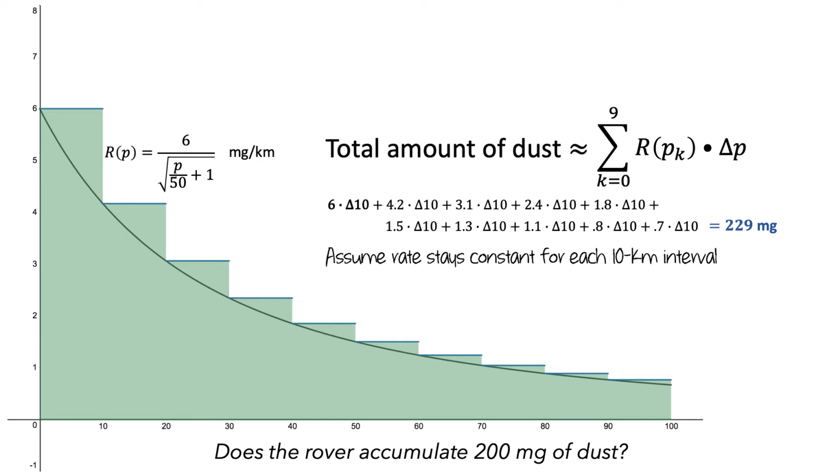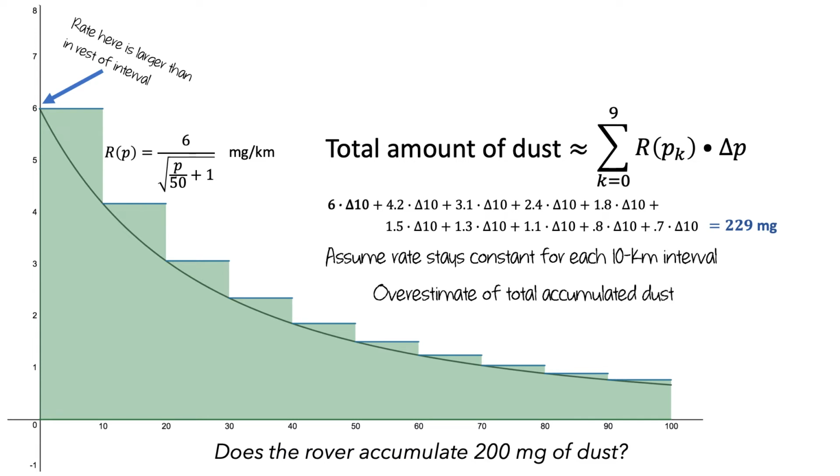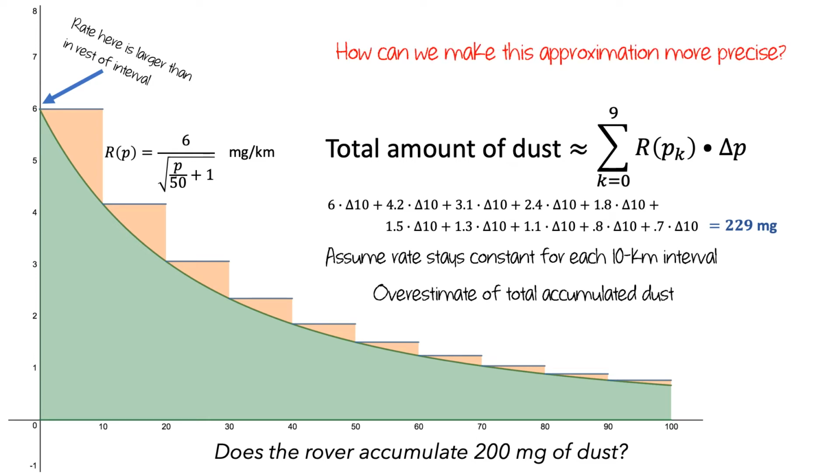In particular, we can see that the rate of accumulation at the start of each interval is larger than the rate for the rest of the interval, which means that the number we have computed is an overestimate of the actual amount of dust that accumulates. In particular, if I highlight the parts of our Riemann sum computation that are contributing to the overestimate in each interval, we can see the amount of error in our estimate. This leads us to the question, how can we make our approximation more precise and reduce the amount of error?